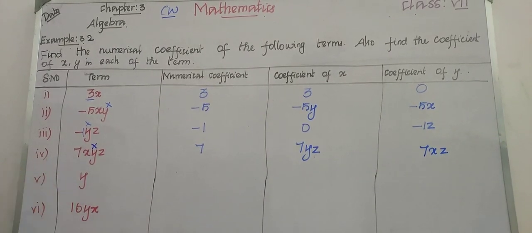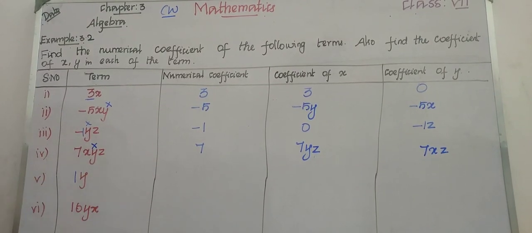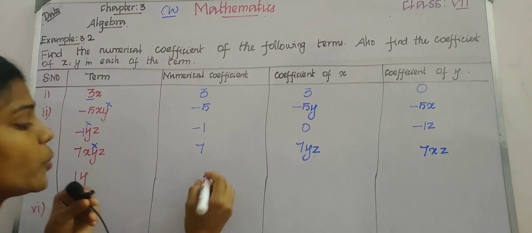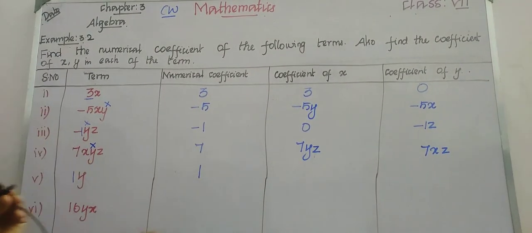See here we are having only y. If there is no constant, what we need to do? We can put 1, right? So let us put 1. So now we are having 1y. Now what is the numerical coefficient here? 1 is the numerical coefficient, right? So put 1 as the numerical coefficient.